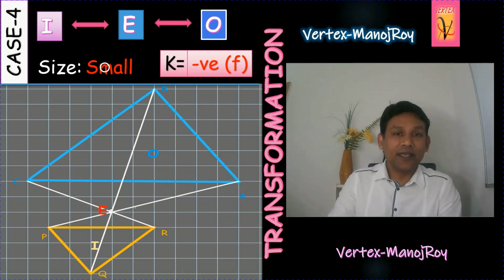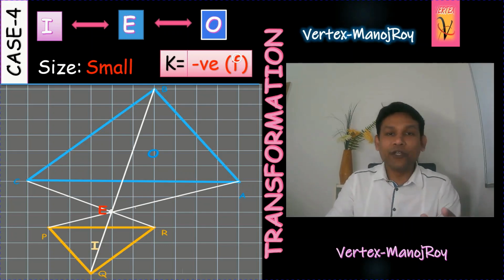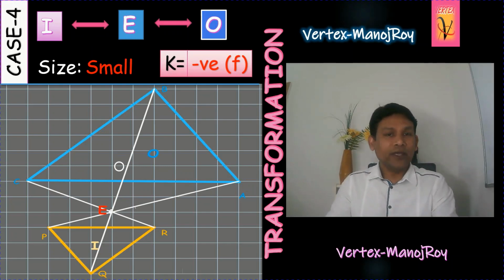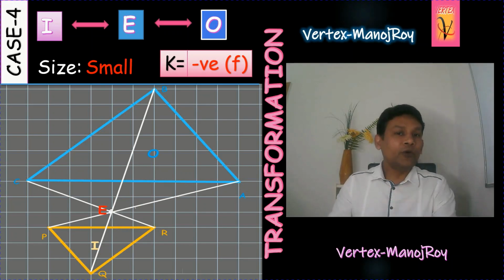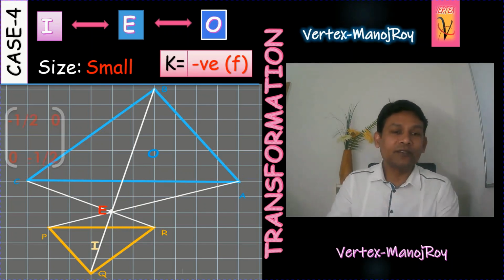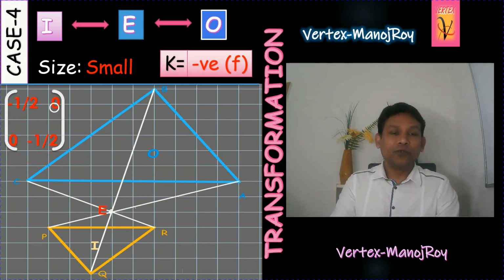When you have a large image, your answer will not be a fraction, but you have to decide whether it is positive or negative. Negative is only possible when the center is between object and image. Now can you write the matrix for this? Okay, image distance is 1, 2, 3, 4, 5. Object distance is 1, 2, 3, 4, 5, 6, 7, 8, 9, 10. 5 upon 10 is 1 upon 2, negative. So what's the matrix? The matrix is negative 1 upon 2, 0, 0, negative 1 upon 2.